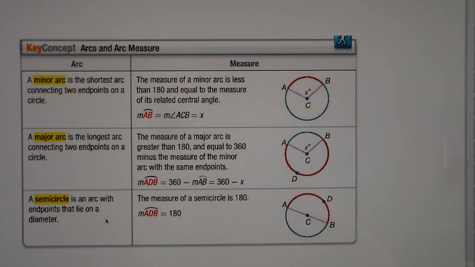Let's just focus on the definitions actually. The semicircle refers to 180 degrees. So if the arc is not a minor arc, meaning it's not smaller than 180 degrees, and it's not bigger than 180 degrees, it's exactly 180 degrees, and it's considered a semicircle. So let me recap that. Minor arcs are always less than 180 degrees. Major arcs are always greater than 180 degrees. In semicircles, their arc is exactly 180 degrees.